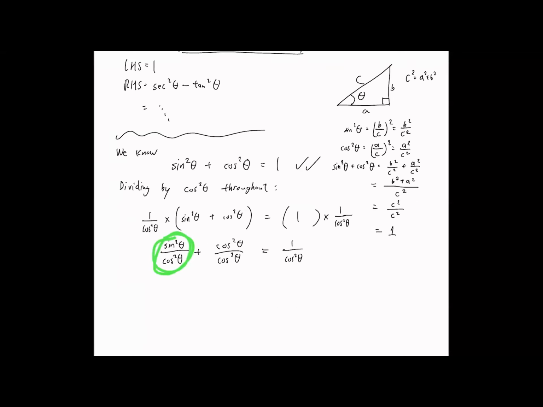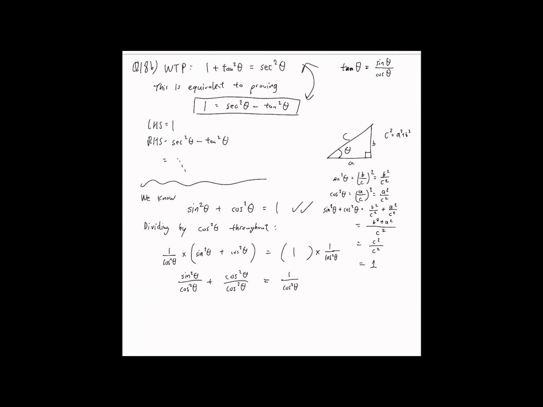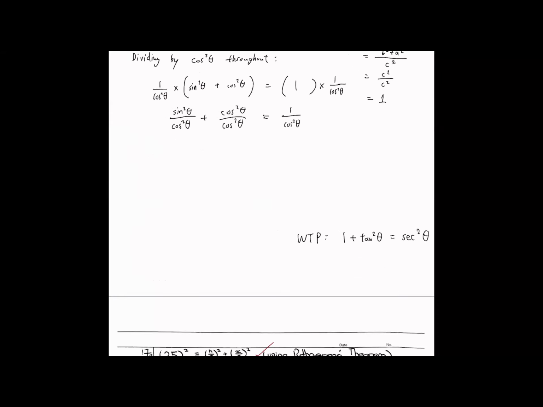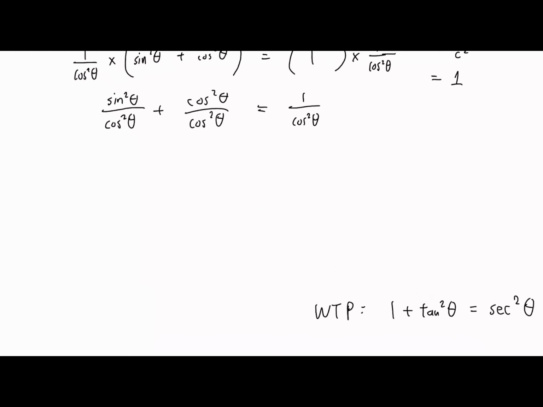Tangent square theta. Maybe I zoom out so you can see. Okay, never mind. I copy what I want to prove on the side, and then you should be able to tell where I'm going already. So sine square over cosine square is actually tangent square theta. Cos square over cos square cancels off, you're left with 1. Equals 1 over cosine square, which is secant square.